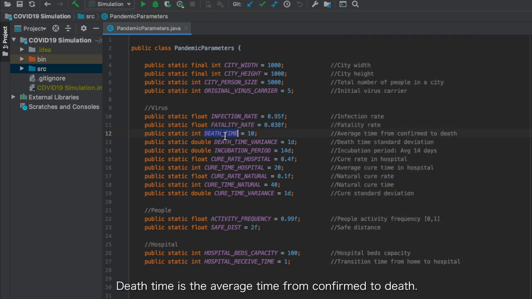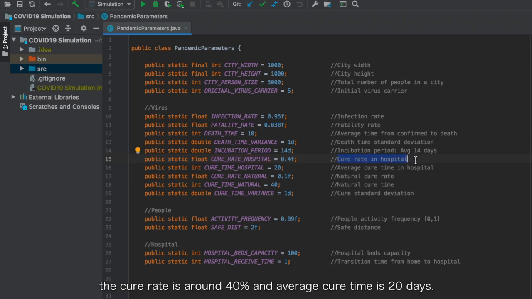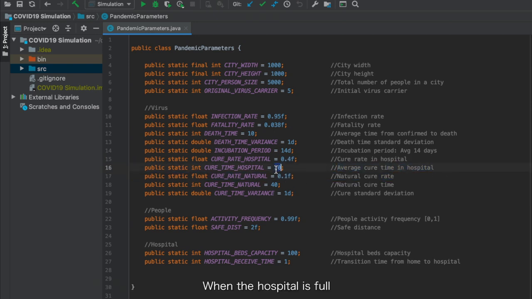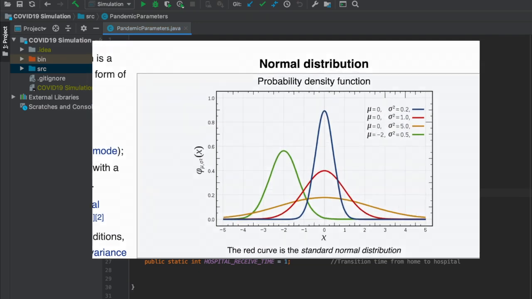Death time is defined as the average time from confirmed to death. Incubation period is about 14 days. I define two types of cure rate and cure time here. People in hospital are receiving a better treatment. The cure rate is around 40% and average cure time is 20 days. When the hospital is full, some patients can also recover themselves with the help of their immune system. But this natural recovery has a lower cure rate and longer cure time, so we define it as 10% and 40 days respectively. All the cure time and death time obey the Gaussian distribution.